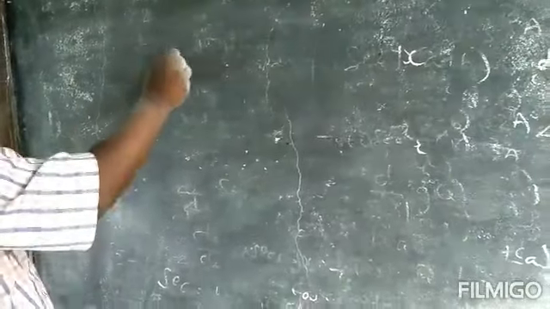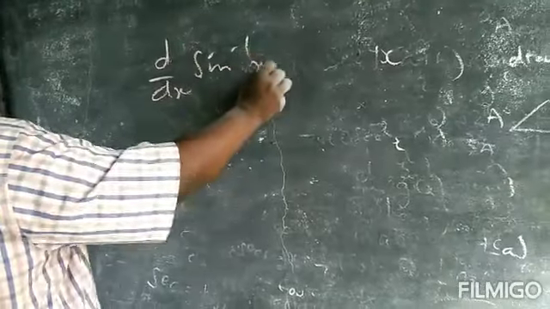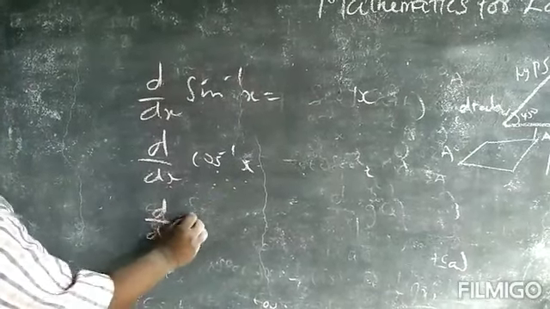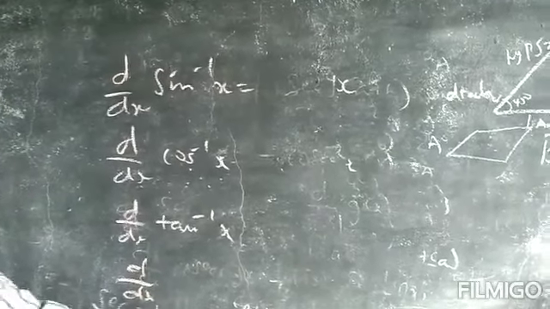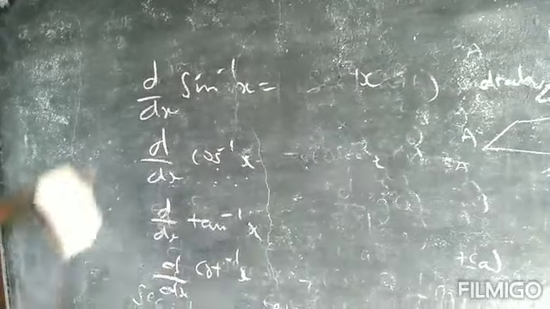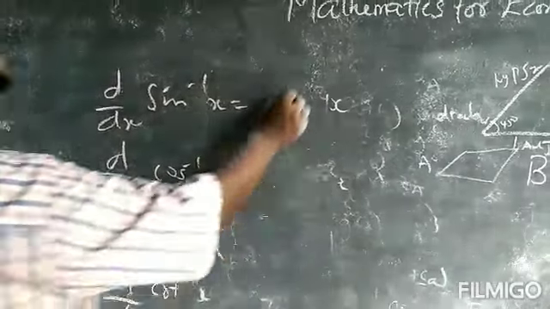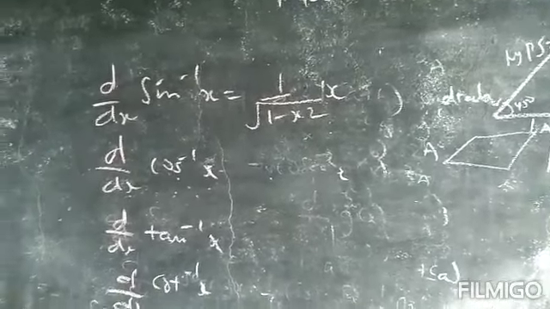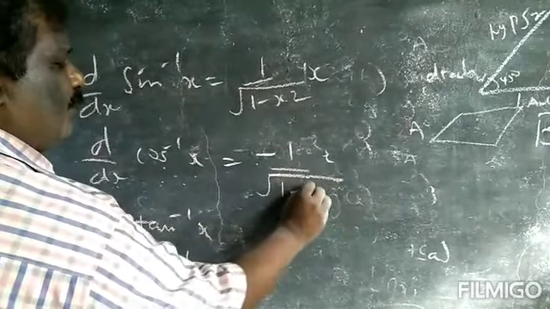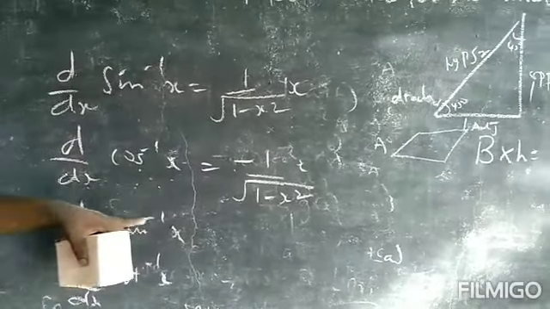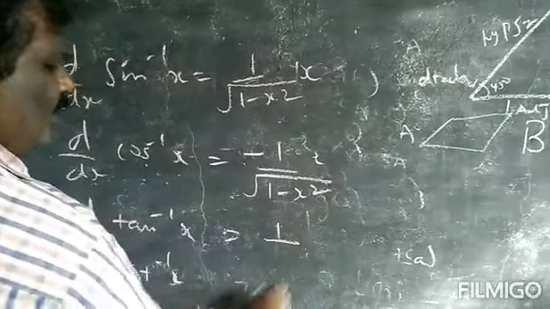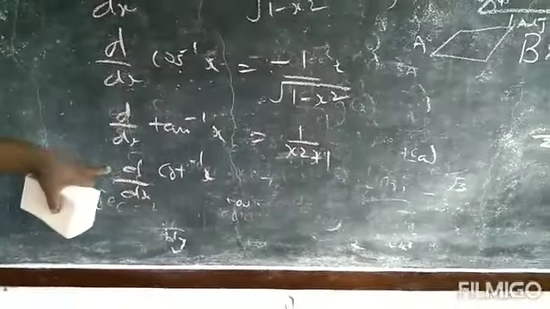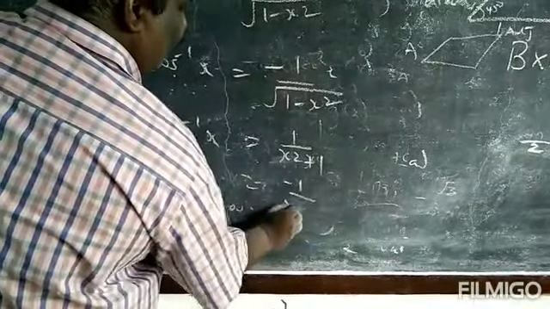Likewise, when we take the inverse functions, that is sin inverse x, cos inverse x, tan inverse x and cot inverse x: d/dx of sin inverse x is equal to 1/√(1 − x²). d/dx of cos inverse x is equal to minus 1/√(1 − x²). d/dx of tan inverse x is equal to 1/(1 + x²). d/dx of cot inverse x is equal to minus 1/(x² + 1).